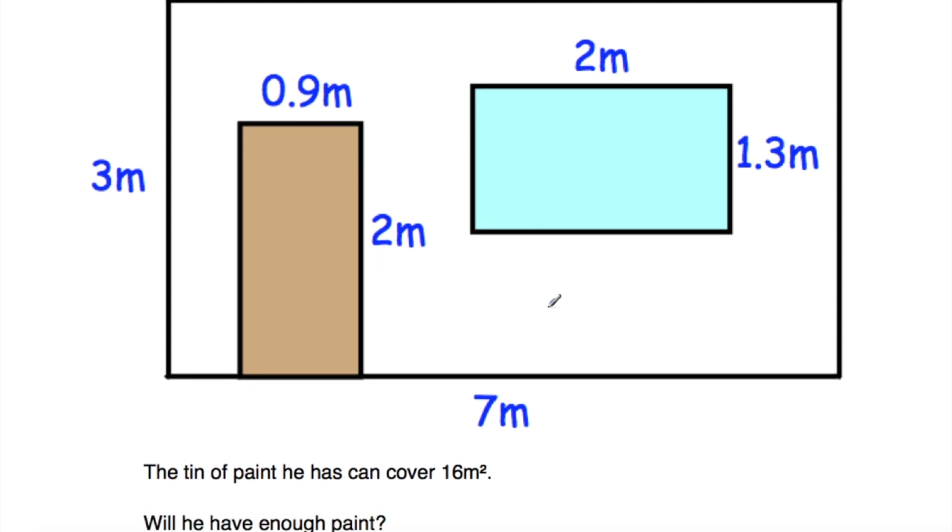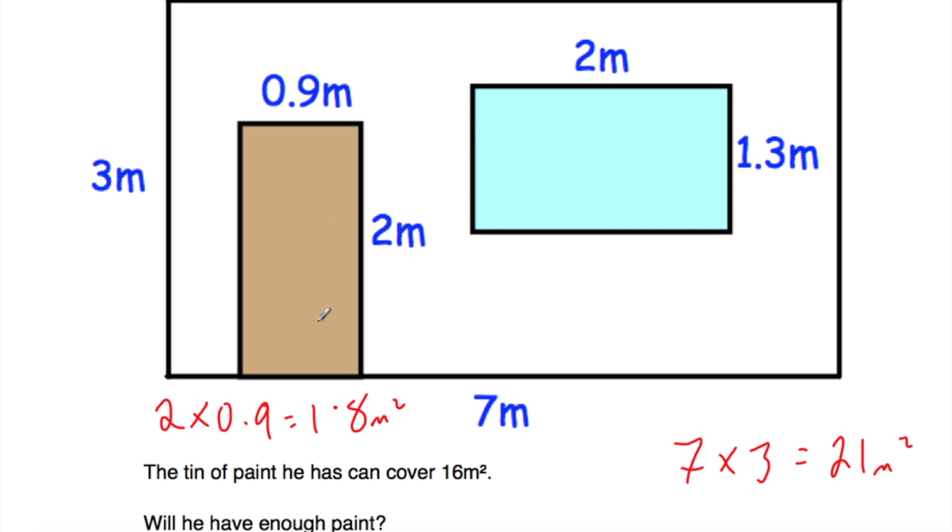So let's start off with the whole wall. So the whole wall, well, it's 7 meters long or wide, and it's 3 meters high. So 7 multiplied by 3 is equal to 21 meters squared, or 21 square meters. So that's the area of the whole front of the house. But he's not painting the door, so let's find the area of the door. So the area of the door is a rectangle as well, so we're going to do 2 times 0.9. So 2 multiplied by 0.9, well, double 0.9 would be 1.8 meters squared. So that means the area of this door is 1.8 meters squared.